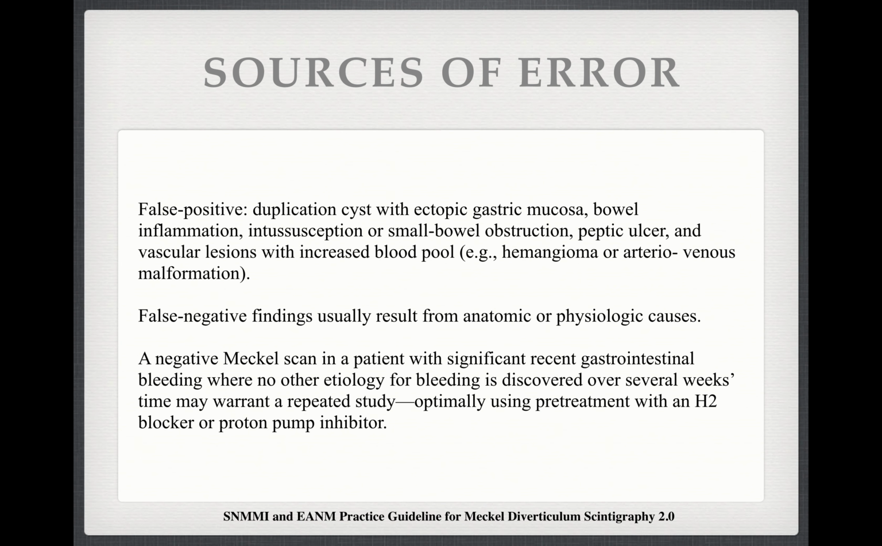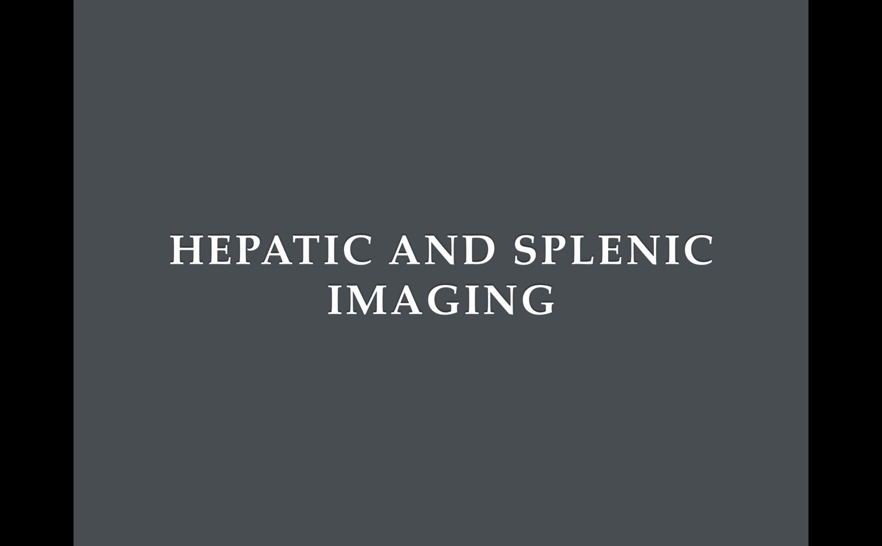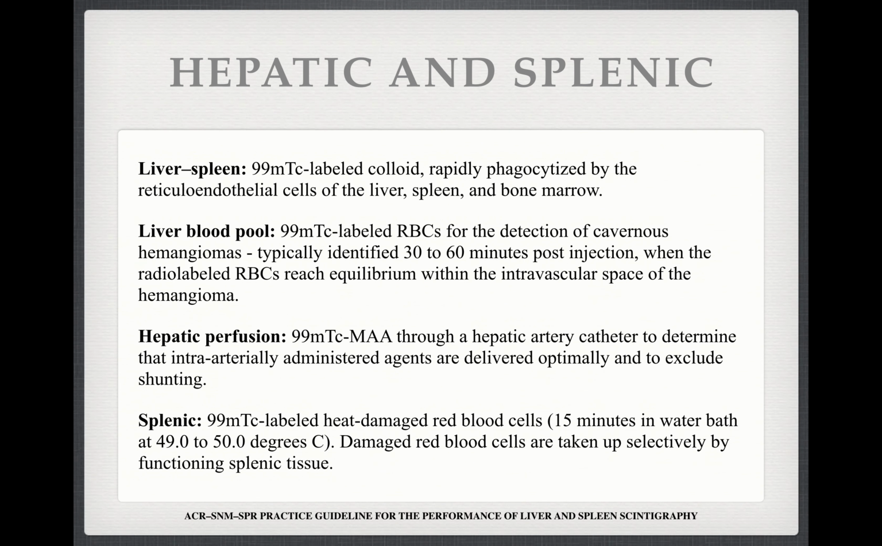Usually it's due to lack of significant gastric mucosa or recent gastrointestinal bleeding, which can suppress the uptake of free TEC. But in general, I find this to be quite helpful. Okay. Finally, let's talk about hepatic and splenic imaging, and this includes imaging with sulfur colloid for reticular endothelial system, imaging with technetium red blood cells to image the blood pool, hepatic perfusion with technetium MAA, as well as splenic imaging with heat-damaged red blood cells.